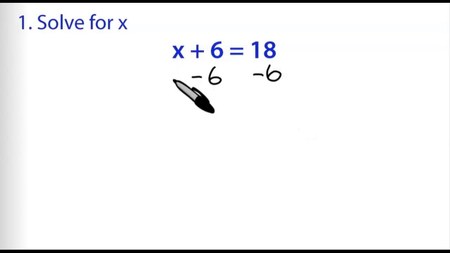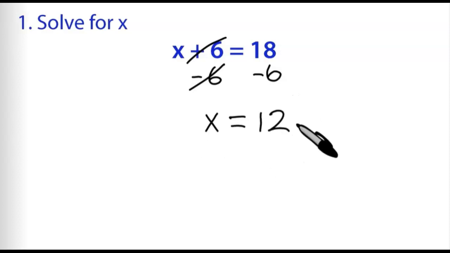So on this side, we have x plus 6 minus 6, and the plus 6 and the minus 6 cancel out, leaving just x. We have x equals, and on this side, we have 18 minus 6, which is 12. So x equals 12.